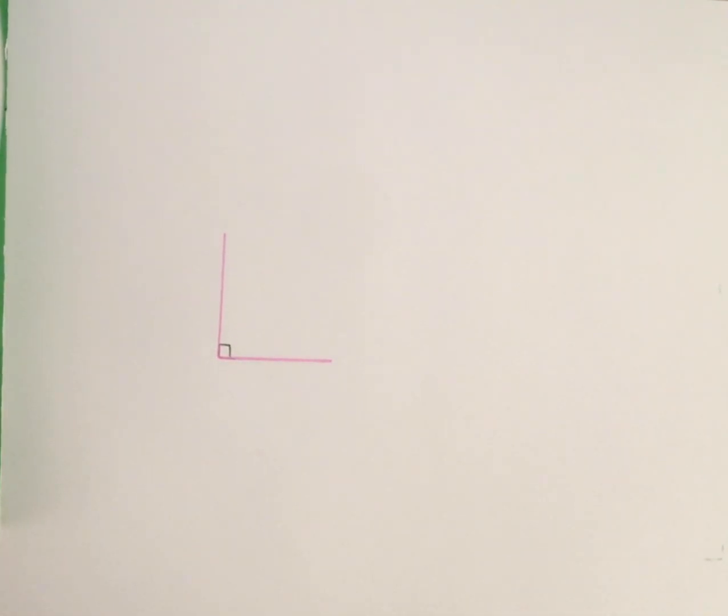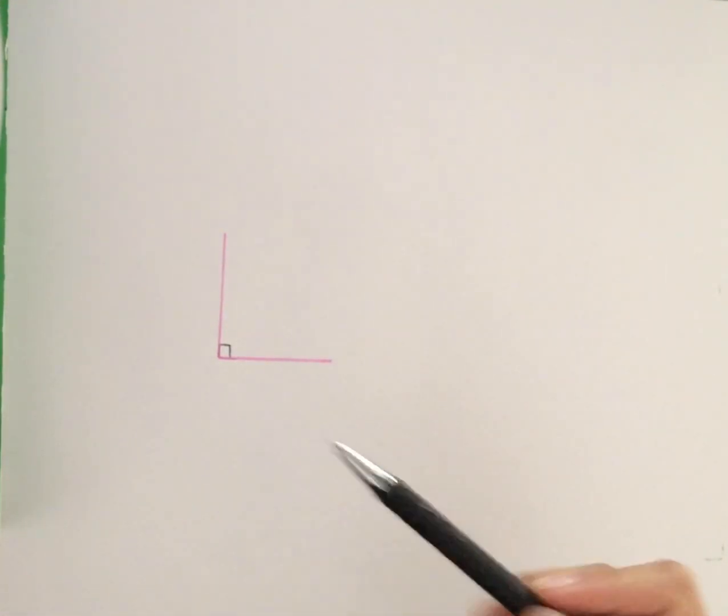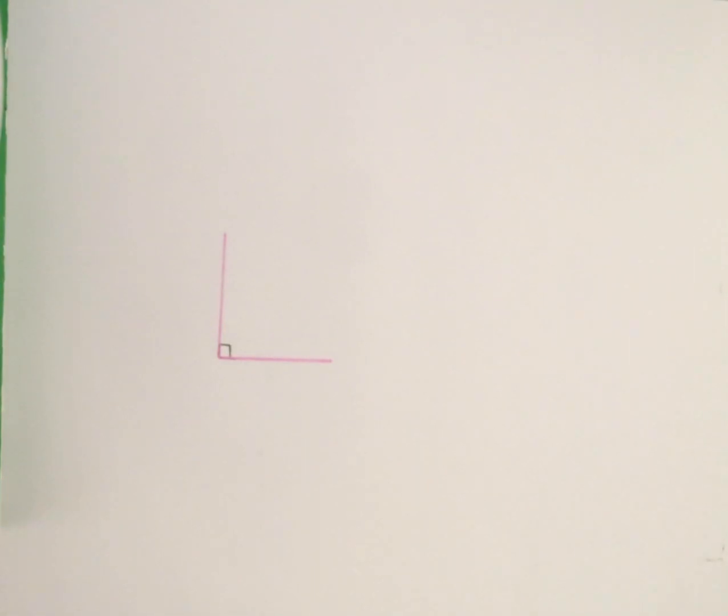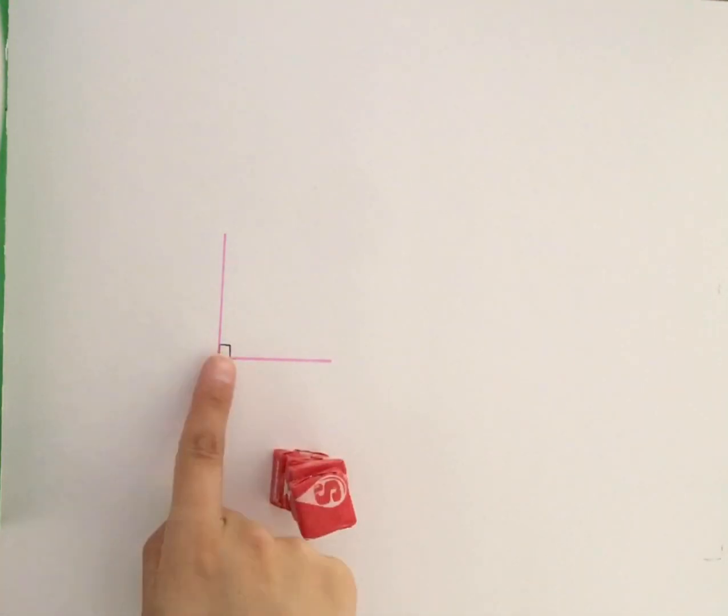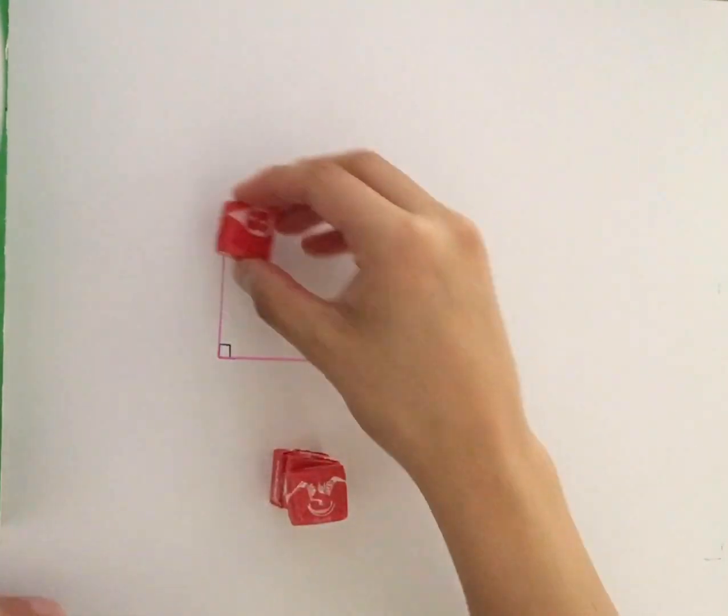Okay, so I can show you that by making a triangle out of squares, okay? So we're gonna build ourselves a triangle out of squares. So let me use red. Okay, so here's my right angle, right? A right triangle has a right angle in it.